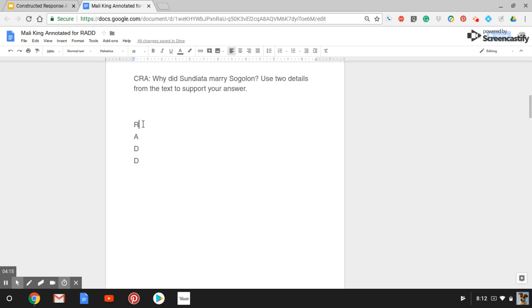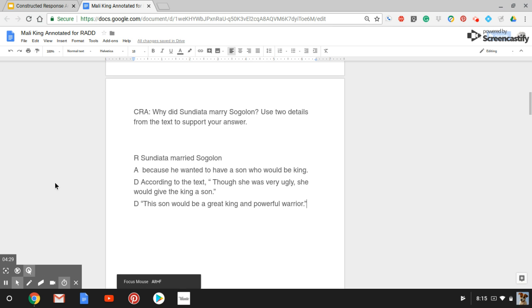So the R is... So here is my R. Why did Sundiata marry? I turned it into a statement. Sundiata married Sogolin. Now my answer, which is going to be part of my first sentence, because he wanted to have a son who would be king.